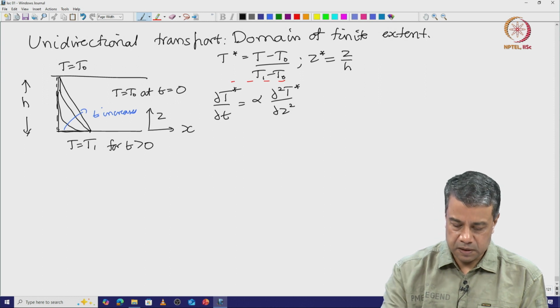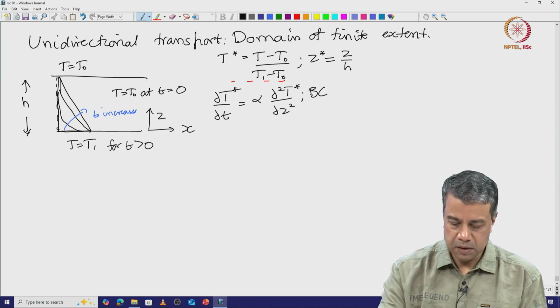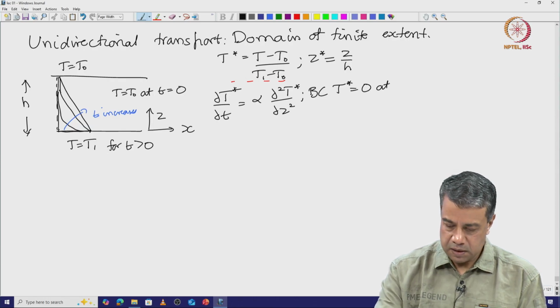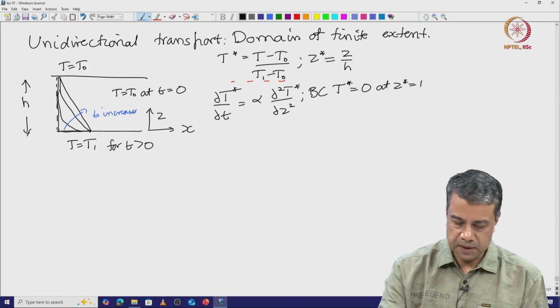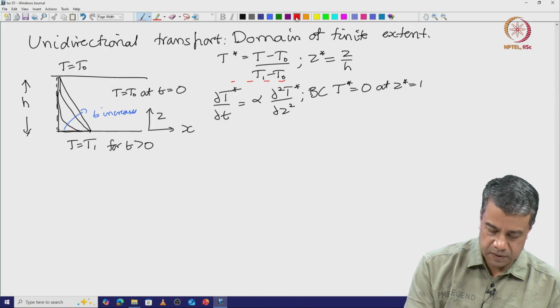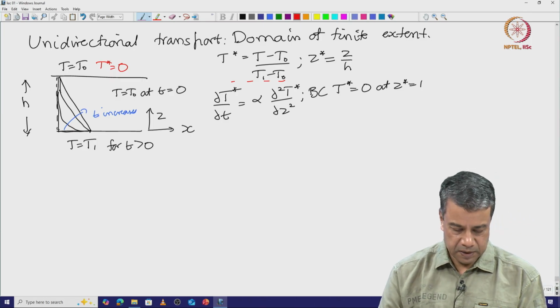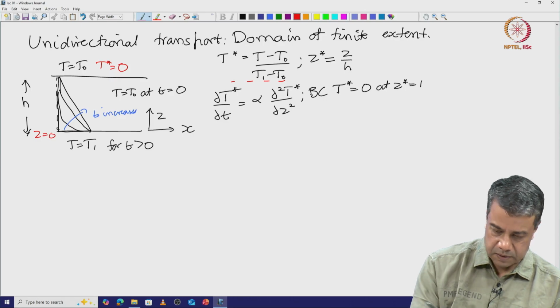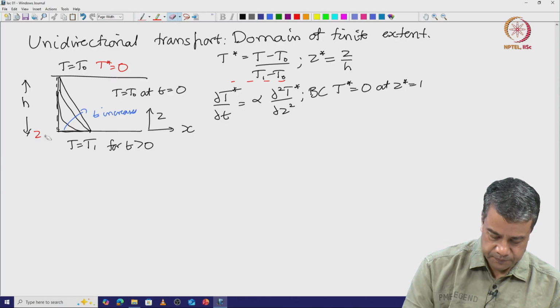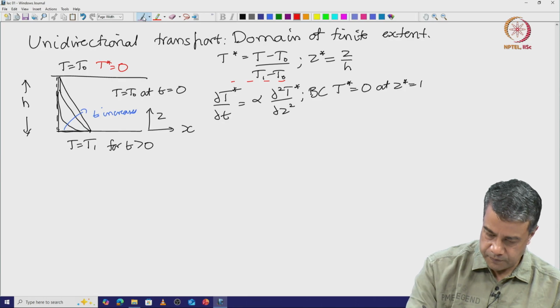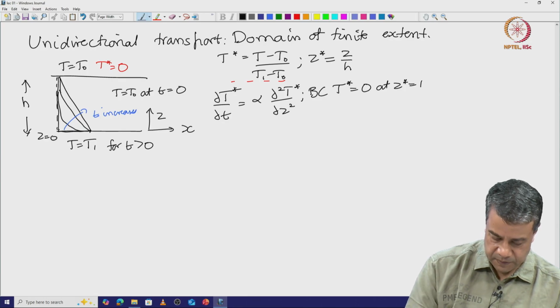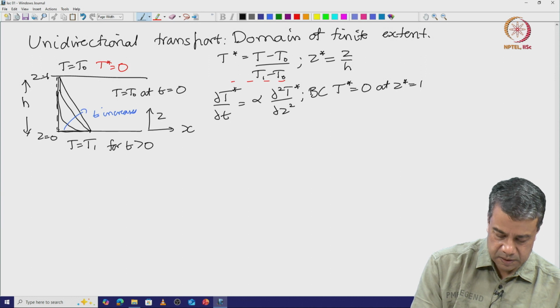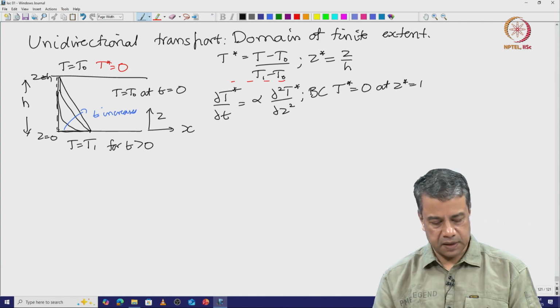The boundary condition, T star is equal to 0 at Z star equals 1. So, here T is equal to T naught means T star is equal to 0. This location is Z is equal to 0, sorry, and this is z equals h, the height h.